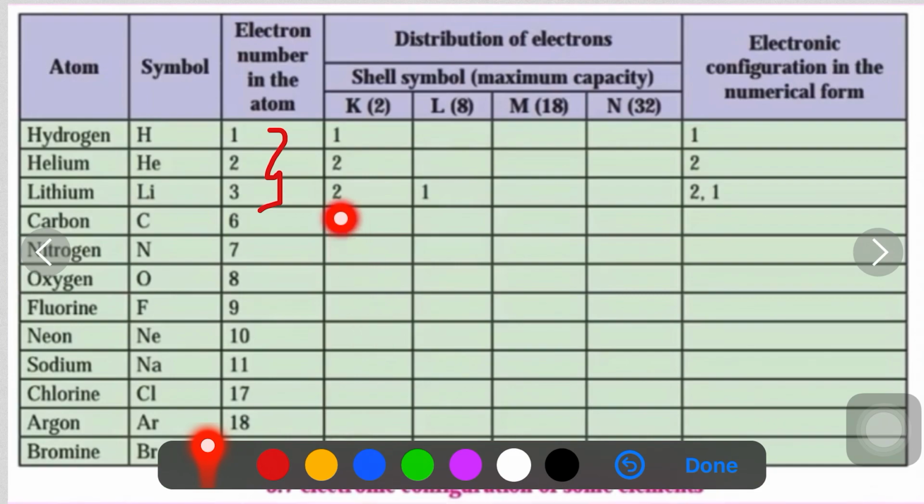As you can see, the first example we will do is hydrogen. The number of electrons, that means its atomic number, is 1. If the atomic number is 1, then it has 1 electron, only in the starting shell, that is the K shell. So the electronic configuration will be 1.